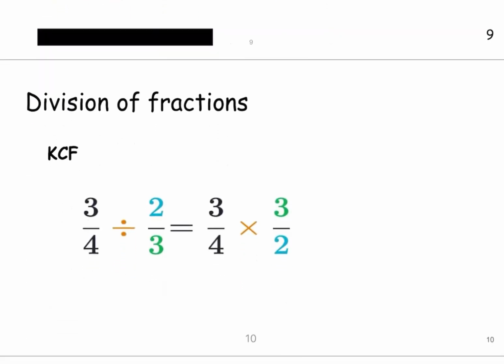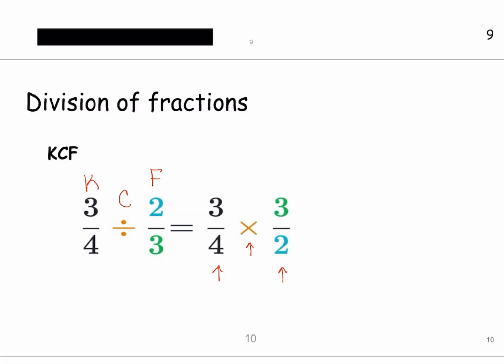So if we were to practice, we would begin by writing in our keep, change, flip. So we keep that first fraction exactly the same. We change that division to a multiplication, and then we flip that second fraction. If we keep that first one the same, it is still 3/4. When we change that division, we change it to a multiplication. And here now, instead of 2/3, we flip it to 3/2. That is flipping to the reciprocal.